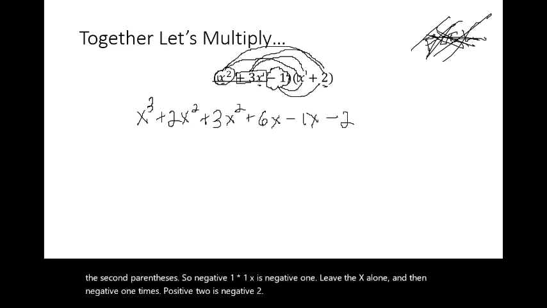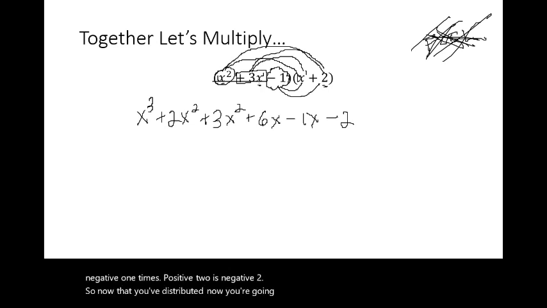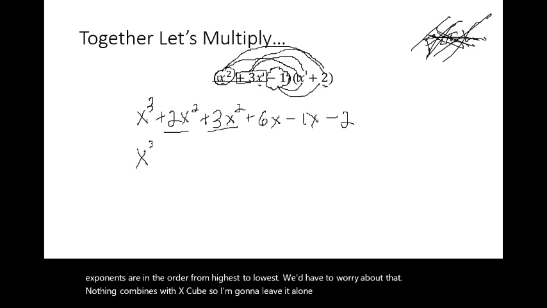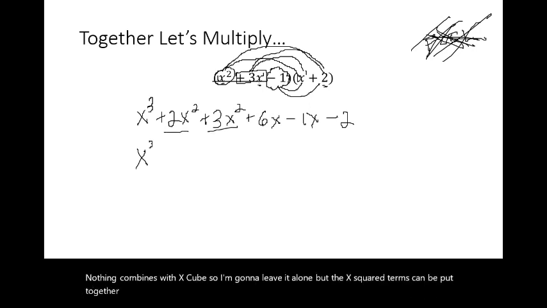So now that you've distributed, now you're going to combine like terms. It does look like the exponents are in the order from highest to lowest, so we don't have to worry about that. Nothing combines with x cubed, so I'm going to leave it alone. But the x squared terms can be put together. So 2x squared plus 3x squared is positive 5x squared.